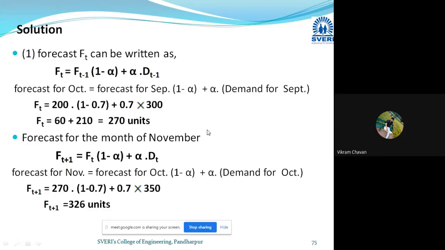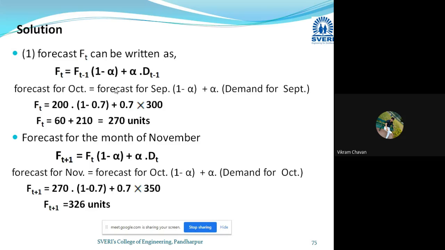On that basis, first of all we determined the forecasted demand for the October month. So we used the general formula: F of t, the forecast for the October month, is equal to F of t minus 1, that is the forecast for the September month, multiplied by 1 minus alpha. The alpha value is provided in the problem. Then plus alpha multiplied by the demand for the September month, that is D suffix t minus 1. We put these values in the equation and found the forecasted demand for the October month.